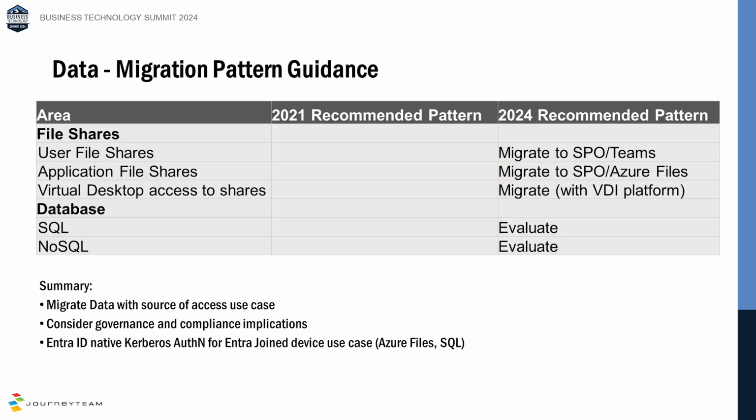All right. Data migration. Basically, this one here, get your file shares moved to the cloud. Application file shares, depending on the app. Databases, evaluate, migrate data with the source of access to that data. Governance and compliance implications. And there are some interesting use cases if you want to go to Azure Files and your devices are Entra-joined and you want Windows authentication to Azure Files. You can do Kerberos natively to Entra ID on Azure Files. So you can get an integrated Windows authentication over an SMB file share. If you followed that whole thing, good job. Whew.